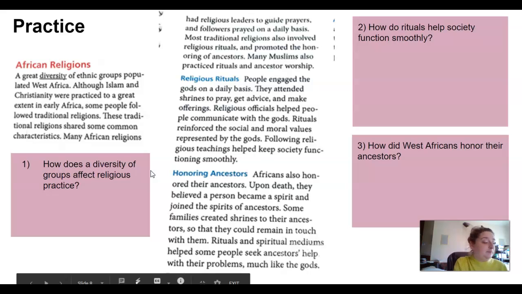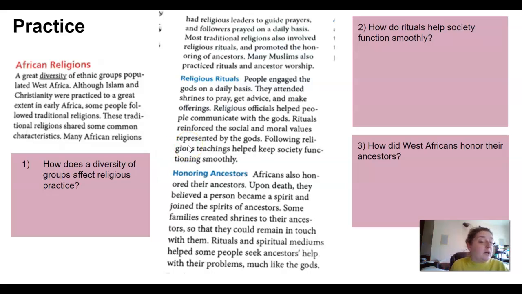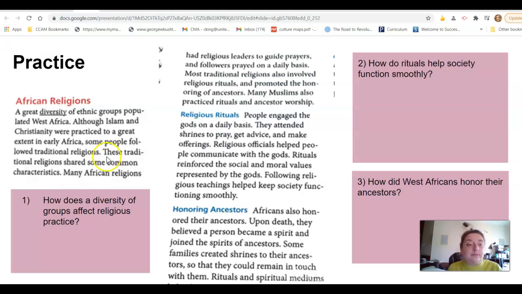So, you can go ahead and pause and answer numbers 1, 2, and 3. How does a diversity of groups affect religious practice? How do rituals help society function smoothly? And how did West Africans honor their ancestors? So you can go ahead and pause.